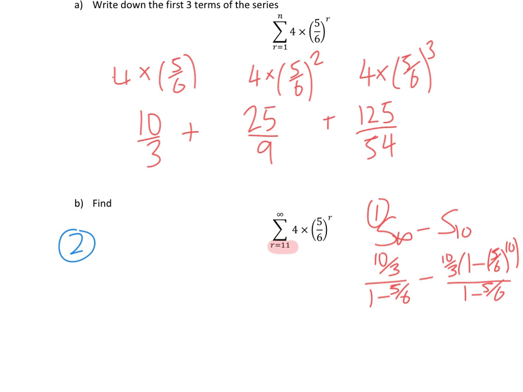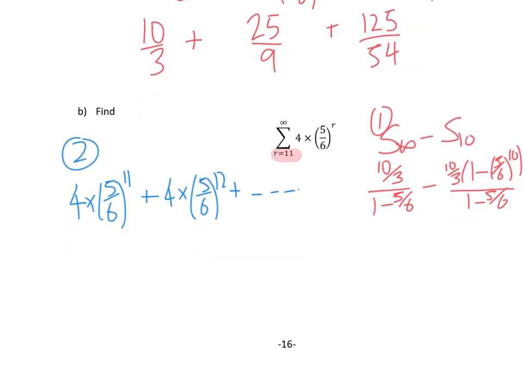I get 4 times 5 over 6 to the power of 11. The next term will be 4 times 5 over 6 to the power of 12. It goes on to infinity. So if I make this new sequence for this one, the first term will be 4 times 5 over 6 to the power of 11. That first number there.